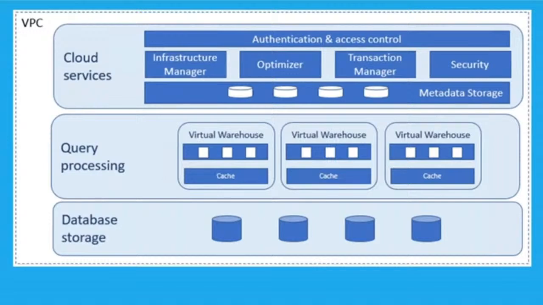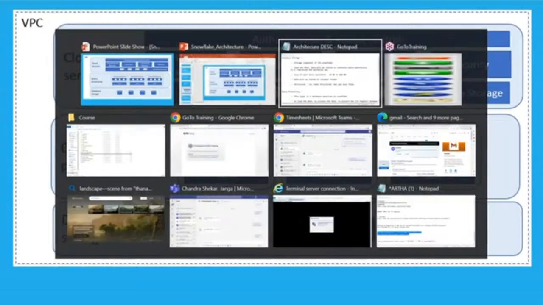Sure. So we have a cloud services layer, then a query processing layer, and then a database layer. I am repeating once again because this Snowflake architecture is very important. You will surely get one or two questions on Snowflake architecture in every interview, wherever you go, in all the companies. That's why I am repeating. So we have a cloud services layer, a query processing layer, and a database storage layer. Now we will discuss them one by one.